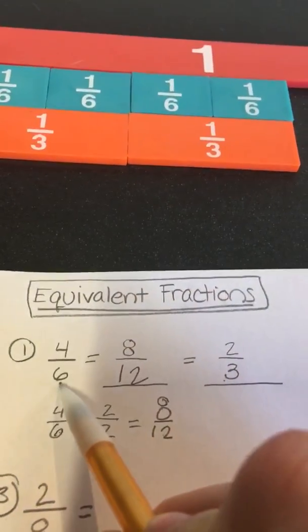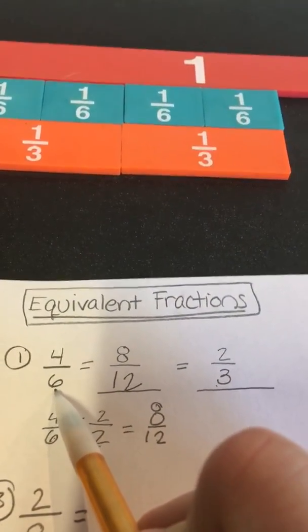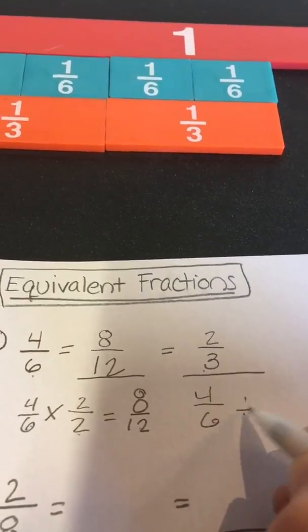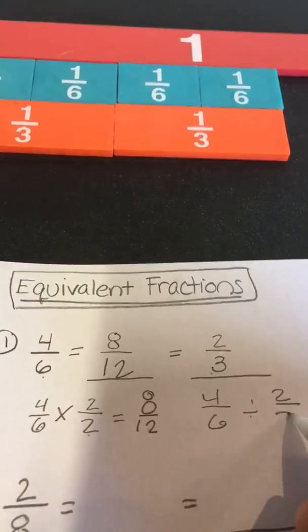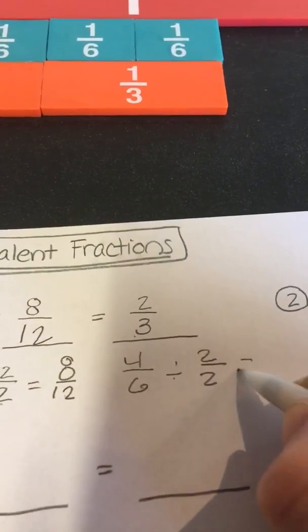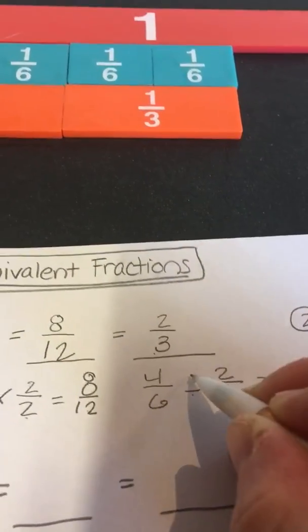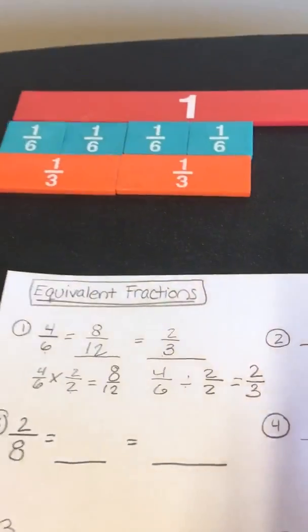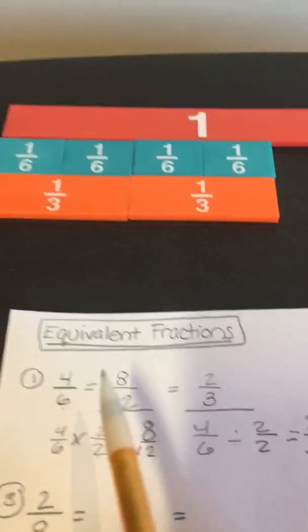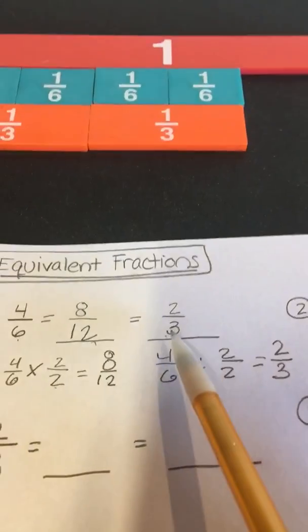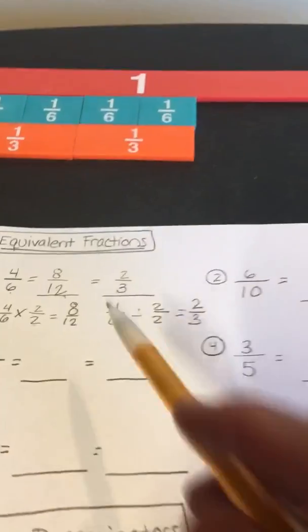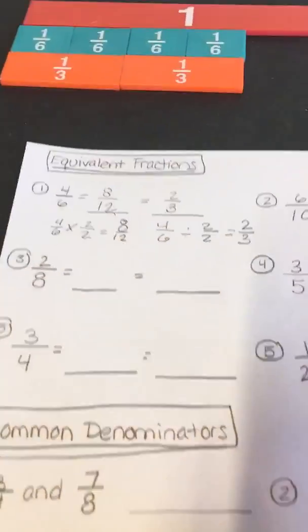Now to get this one, I'm dividing instead of multiplying. So 4/6 divided by 2 over 2, because 6 divided by 2 is 3, and 4 divided by 2 is 2. Okay, so our first problem, we have 4/6 is equal to 8/12 is equal to 2/3. I'm actually only going to work through one of these. I want you guys to work through these other ones on your own.